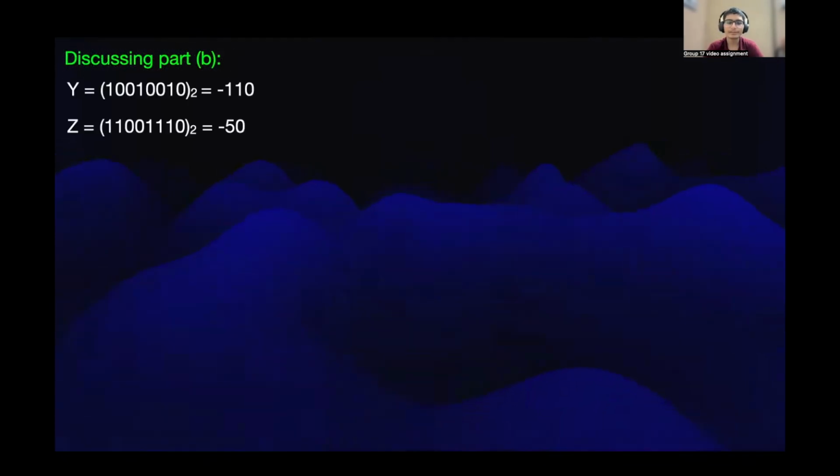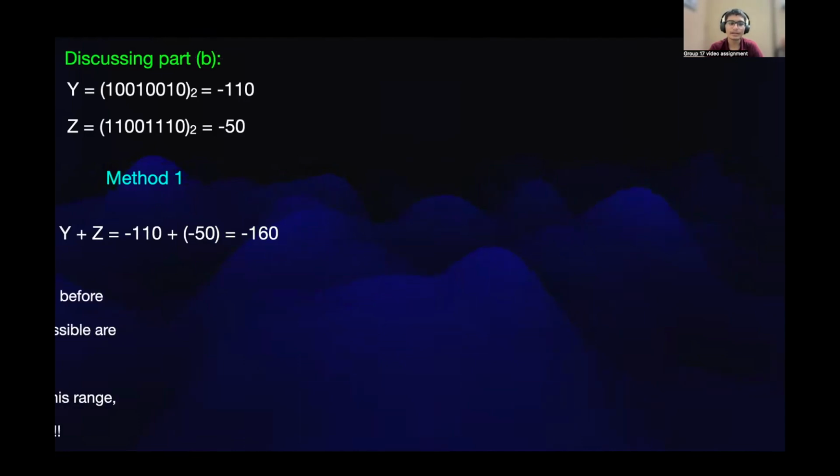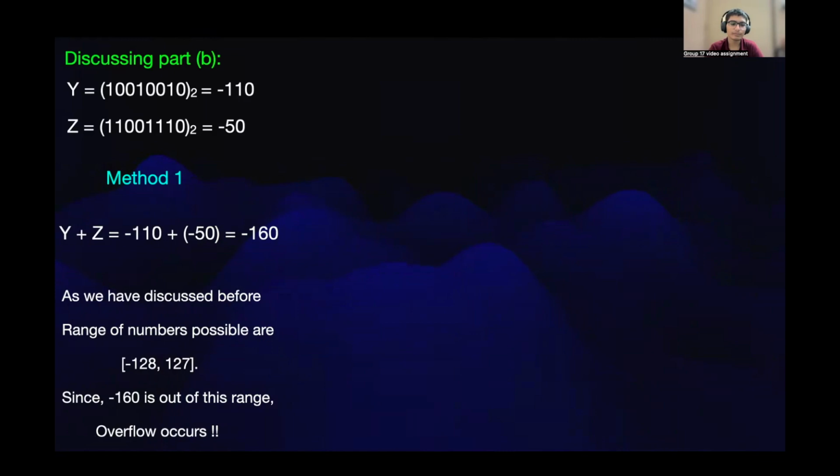Now, we are going to discuss the solution of part B. As discussed previously, the binary representation of y and z are as shown on the slides. For this part, we are going to discuss three methods. Method 1. In method 1, we are going to use range concept in which we are adding y and z using binary representation which results to minus 160, and as we have discussed before, range of numbers possible are minus 128 to plus 127. Since minus 160 is out of this range, overflow occurs.